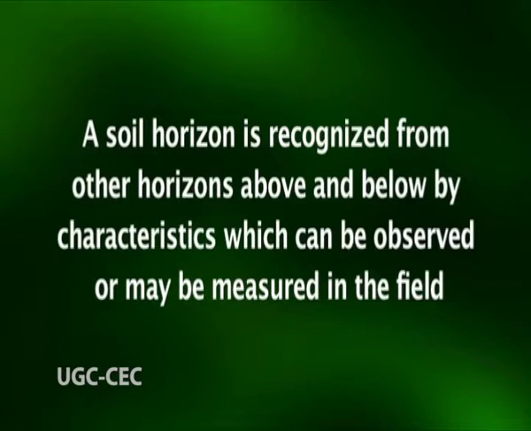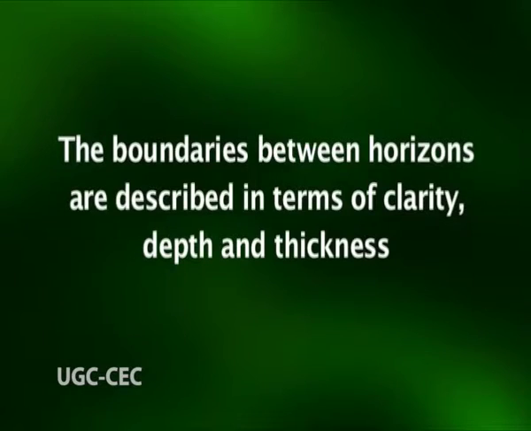A soil horizon is recognized from other horizons above and below by characteristics which can be observed or measured in the field. The criteria normally used are organic matter content, color, texture, structure, consistency, presence of cutans, cementation, stoniness, pans, carbonates, soluble salts, artifacts and biological features, roots and pH value, etc. The boundaries between horizons are described in terms of clarity, depth and thickness.